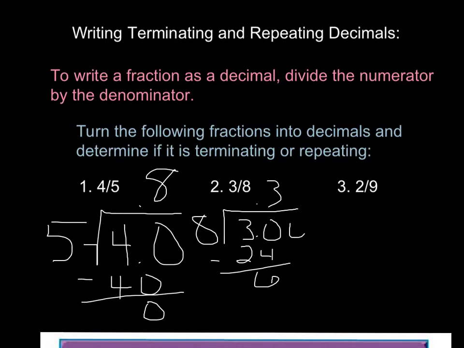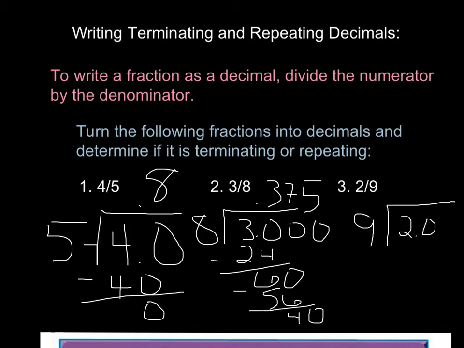We add another 0 and bring it down. 8 goes into 60 7 times. 8 times 7 is 56. Subtract 56 from 60 and we get 4. Add one more 0 and bring it down. We know 8 goes into 40 5 times. Therefore, 3/8 as a decimal is 375 thousandths.